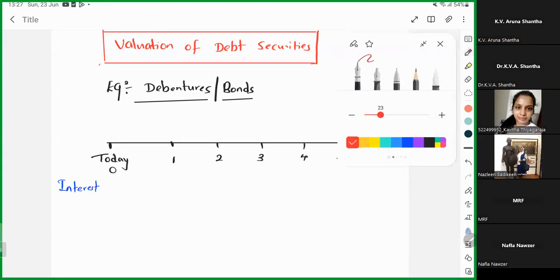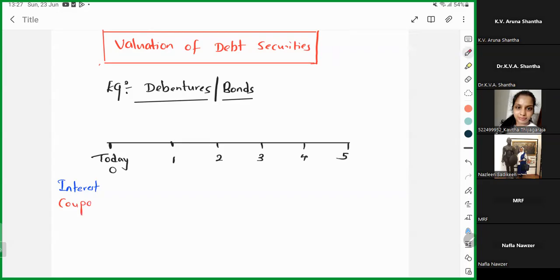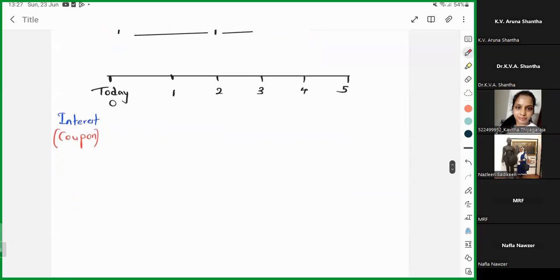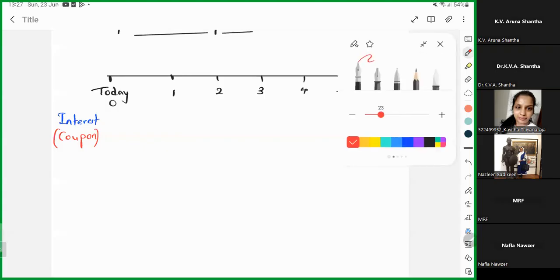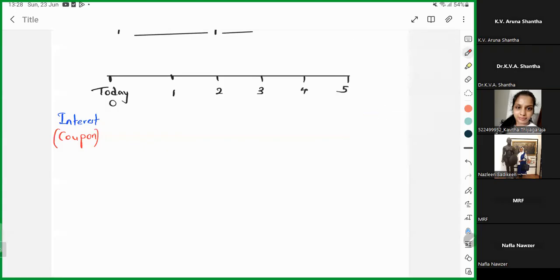Now you have to learn these terms. Coupon or interest. So one cash flow is coupon. Right. Some debentures have a fixed interest rate. We call them fixed interest rate debentures. Some debentures, you see a floating rate. So coupon rate or interest rate can be fixed.